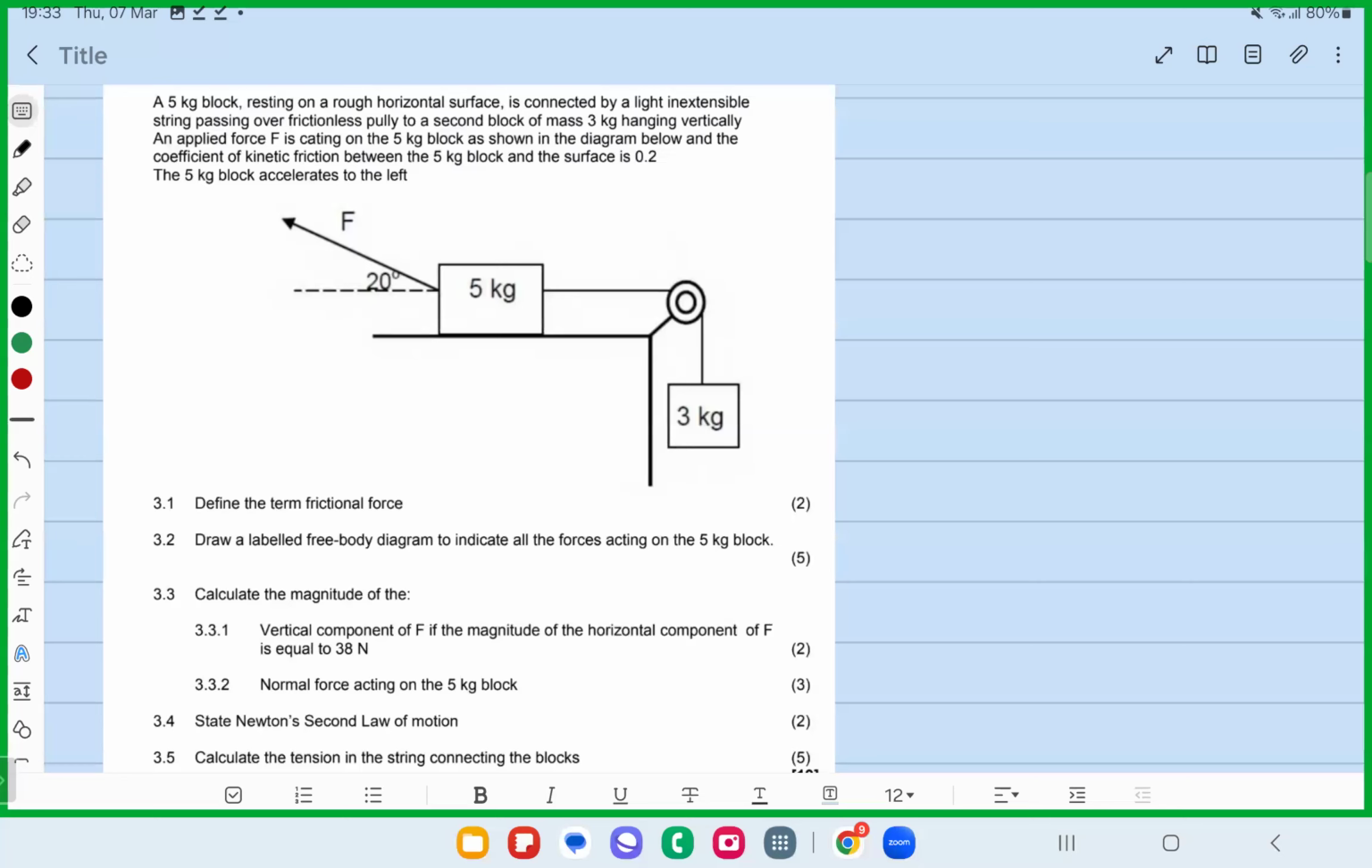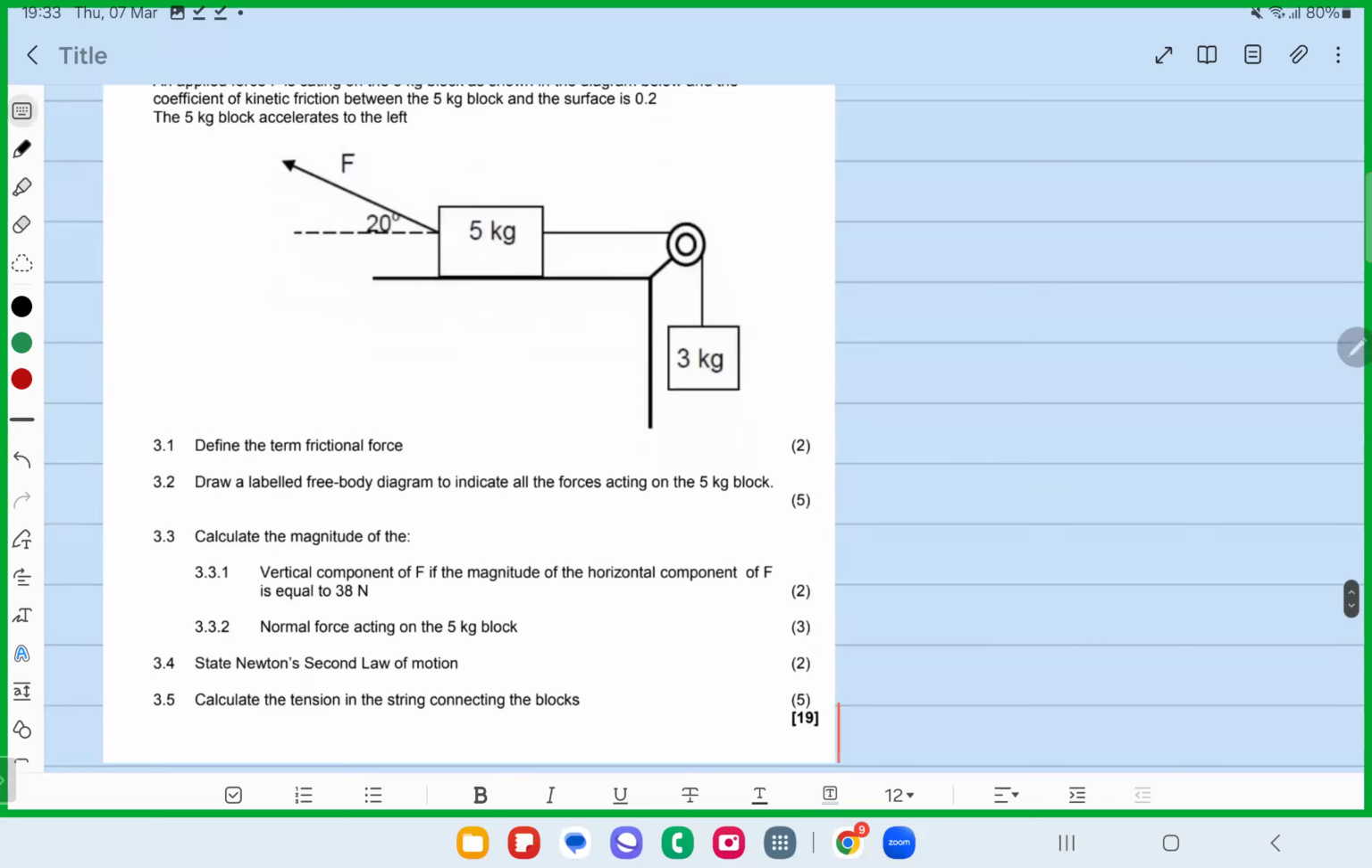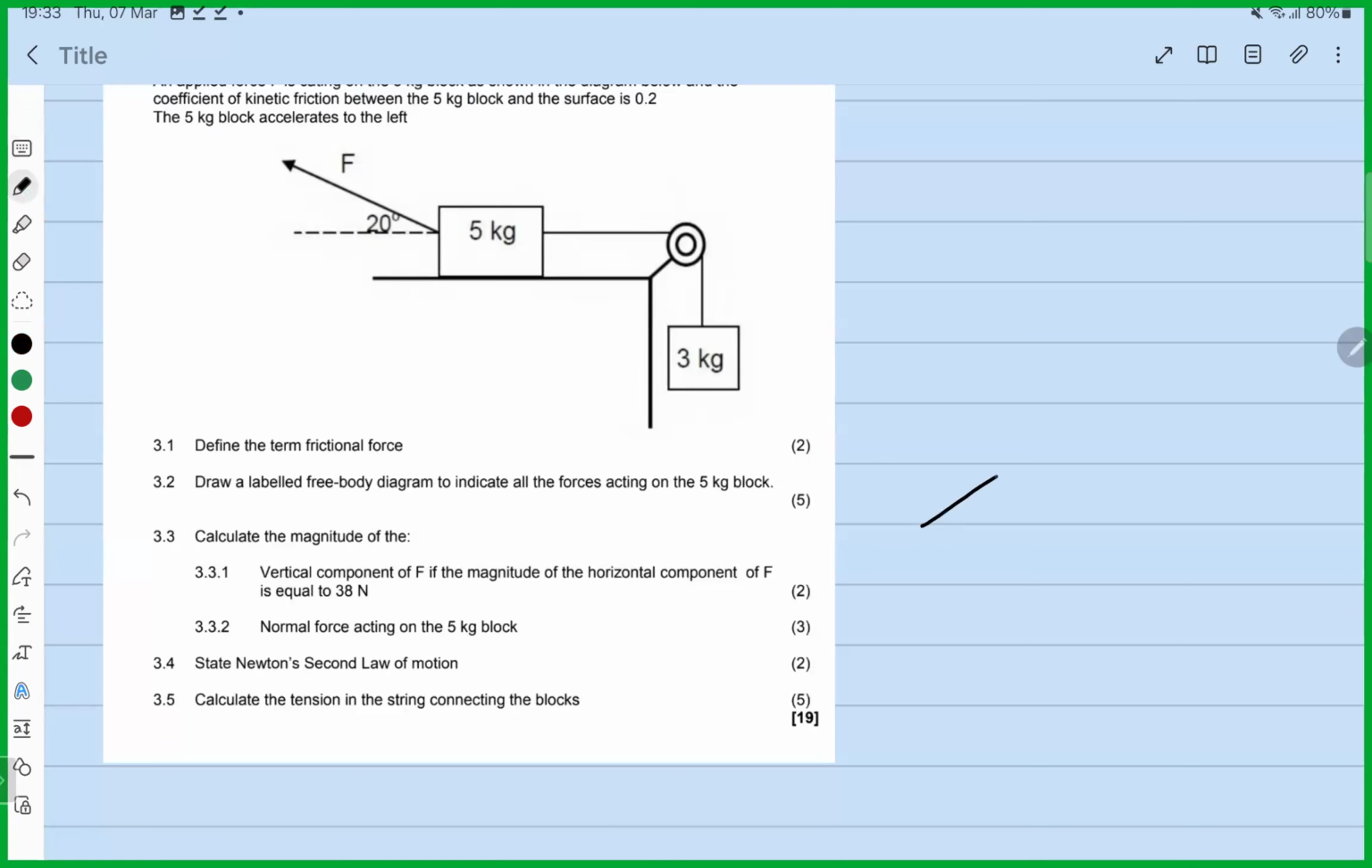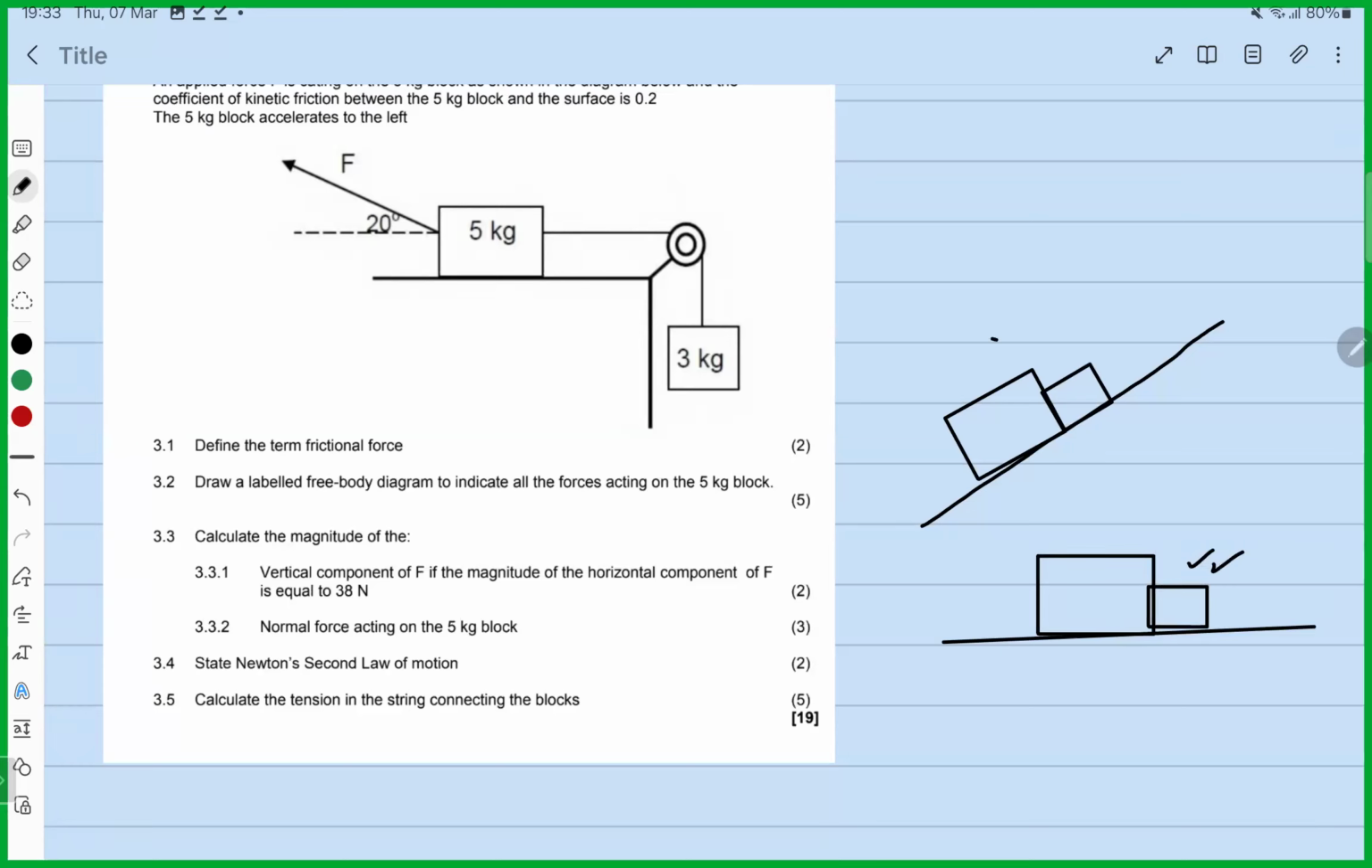So for Newton's third law, we did two questions. We did one where you had an inclined plane and two masses touching, and we did a horizontal question with two masses touching. Now, if you're wondering whether this came out, it did. I think it came out in 2019 or 2018. This one here came out. This has never come out. Ever.